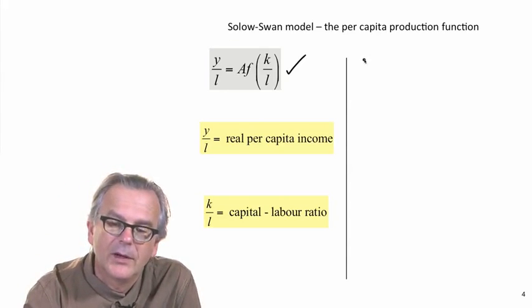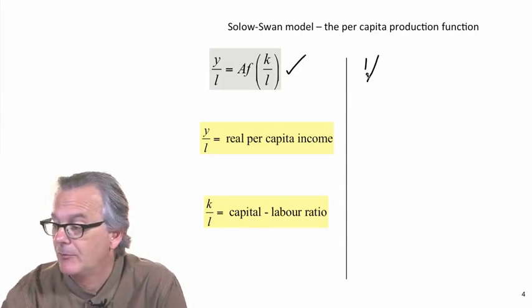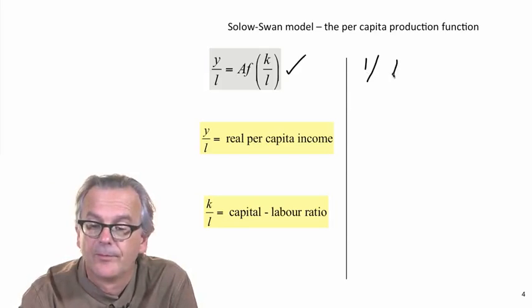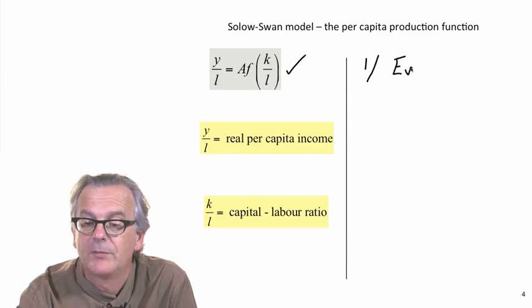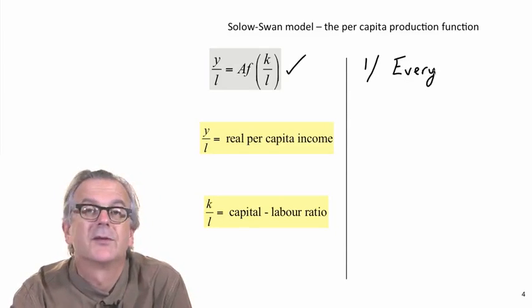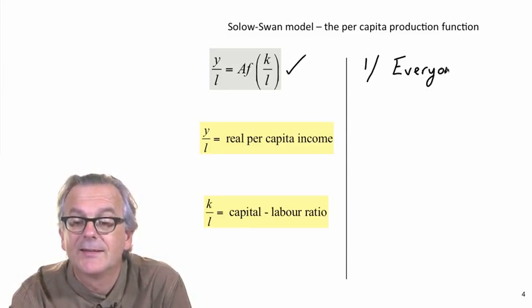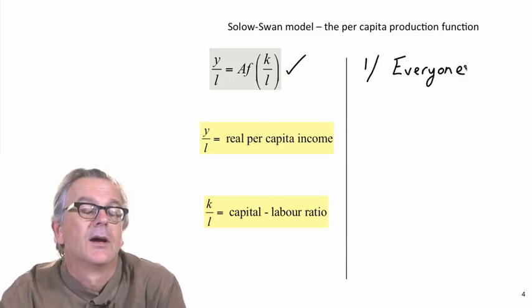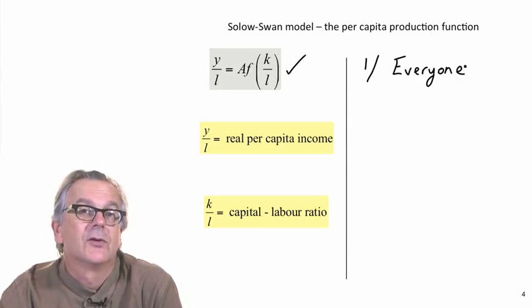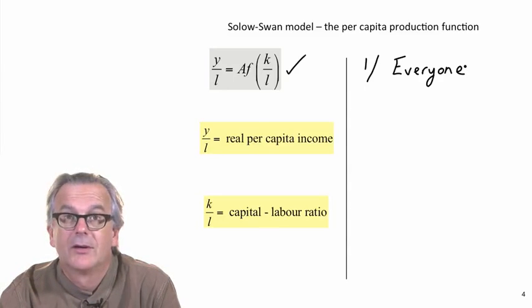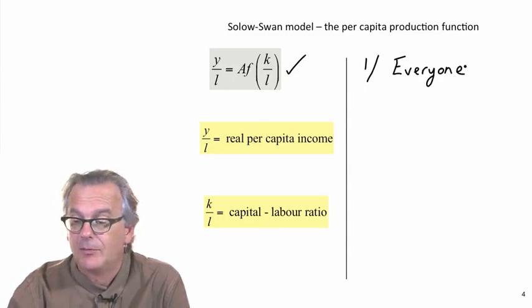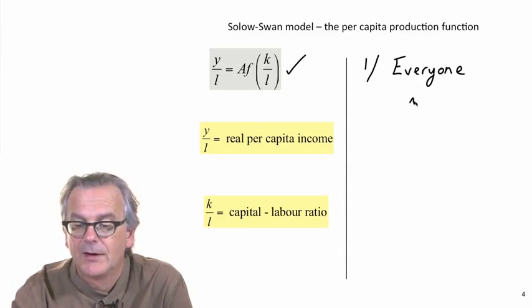In addition, we're going to make an assumption. Again, it's something we've seen before. And again, we're just making this assumption for the purposes of simplicity. We don't need this assumption to outline the Solow-Swan approach to economic growth, but it's going to be easier to outline the approach if we make the assumption that everyone works.